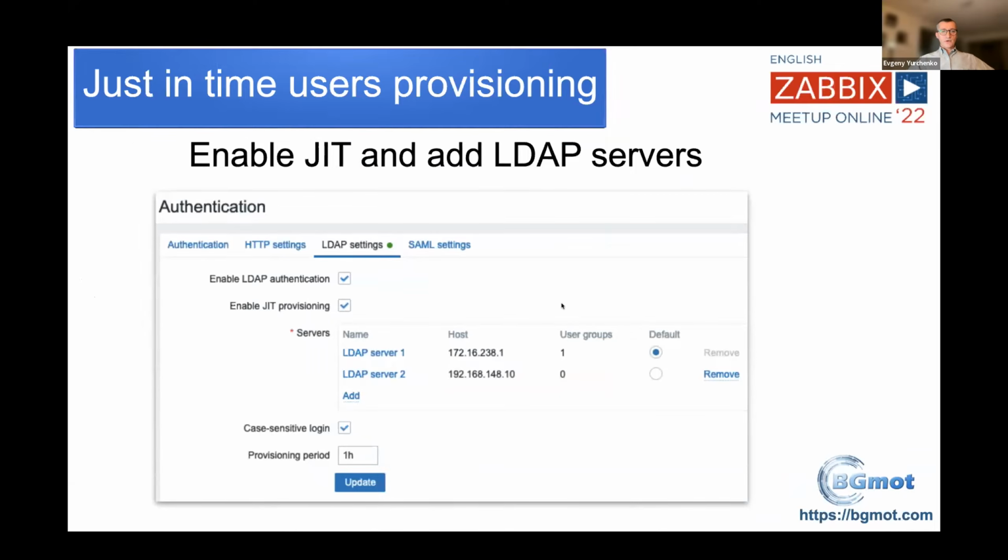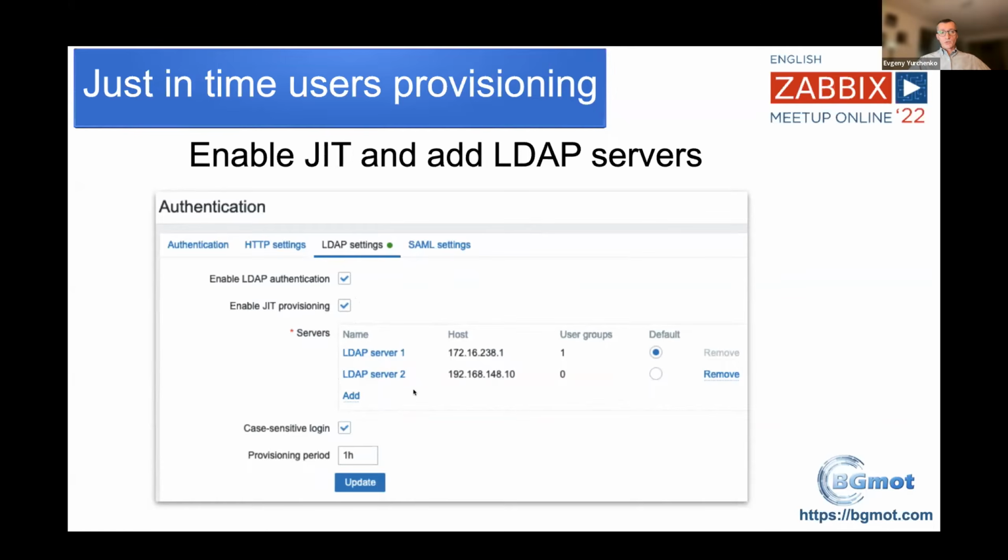Now, interesting stuff. Most of you may be familiar with this screenshot because it came in 6.4, multiple LDAP servers. The new field here is just-in-time provisioning. You have to check it to enable just-in-time user provisioning. As you know, an LDAP server can be assigned to a user group. So different user groups can use different LDAP servers.